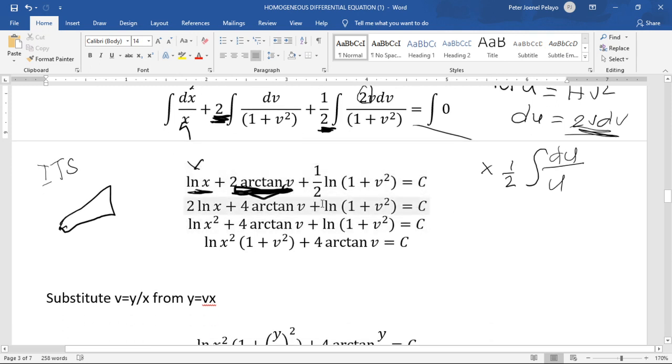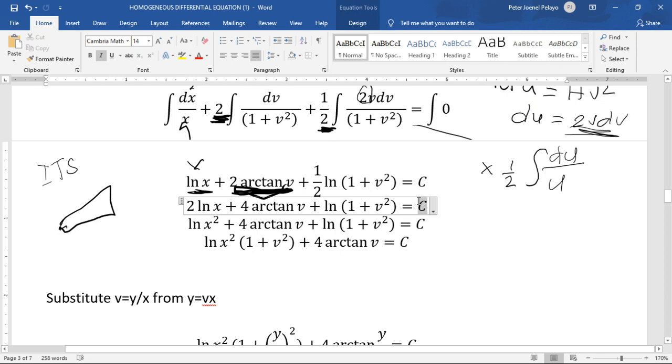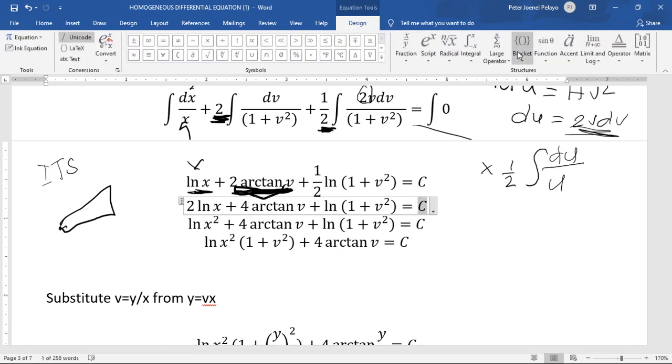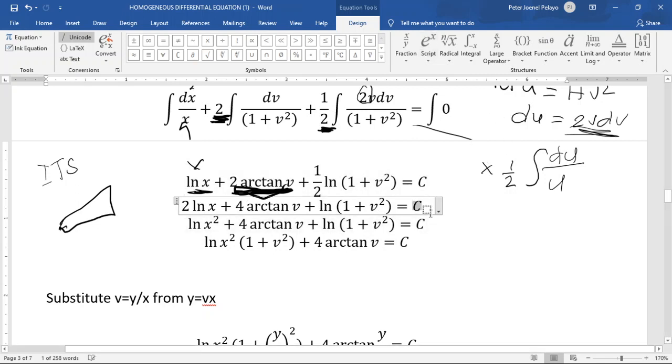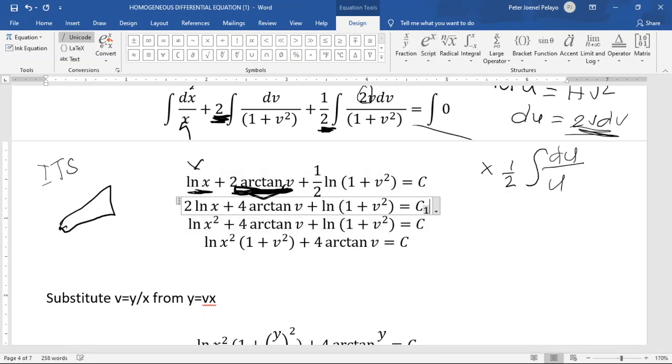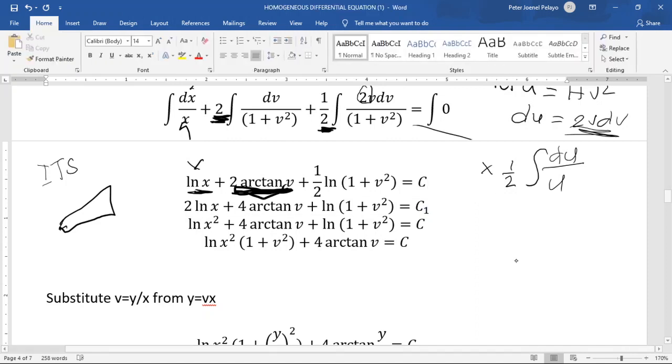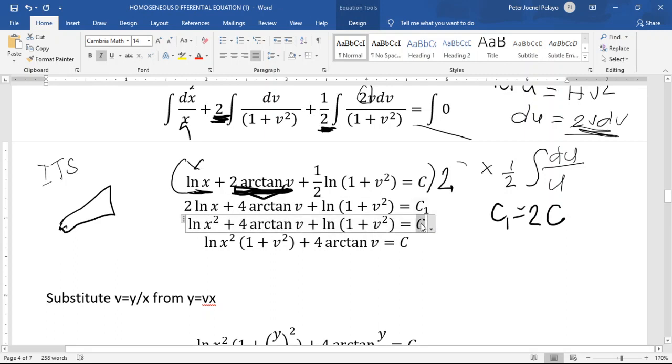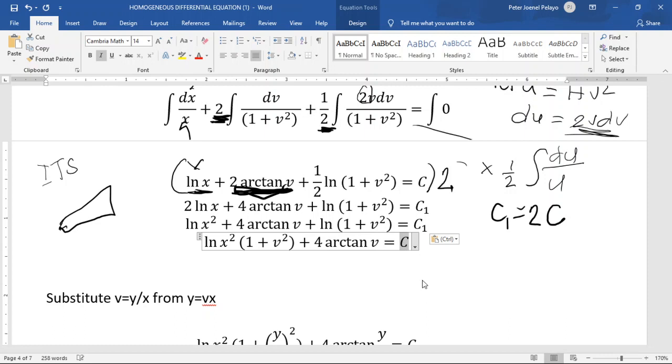Now, so this, minultiplyan niya ng 2. So, gagamitin natin dito C1, such that C1 is equal to 2 times C. Ito kasi nangyari, multiplied by 2. So, 2 ln x, 2 times 2, 4 arctan v, 2 times 1/2 is ln of 1 plus v squared, is equal to C1. So, C1 pa rin to. C1 lahat to.